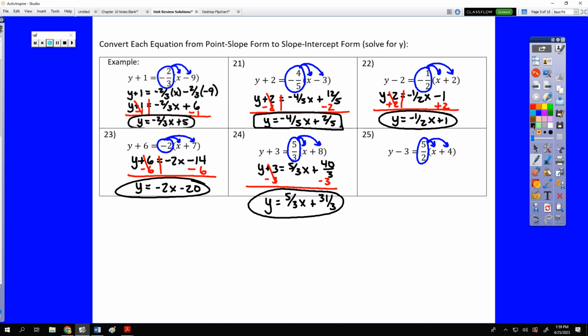Finally, 5/2 gets multiplied by x and 4. You'll find that this works much better than the other examples because the numbers are nice. 5/2 times x is just 5/2 x. 5/2 times 4 would be 10. Then we add 3 to both sides of the equation to get the y by itself. And we get y equals 5/2 x plus 13.